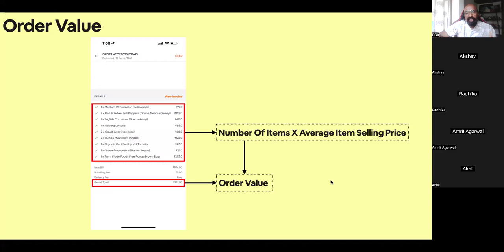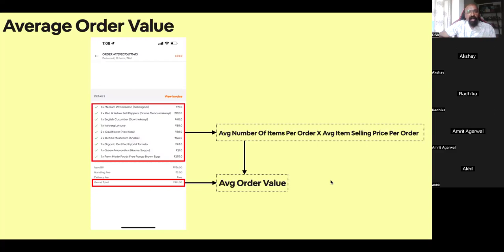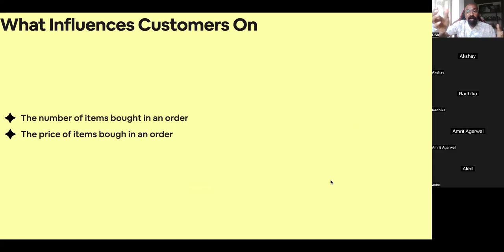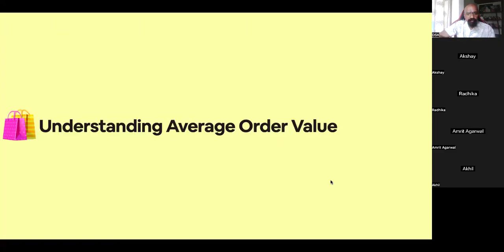So we then broke it down and said AOV is a function of the number of items multiplied with average price of items. And that gives you what's called the AOV. So we wanted to then understand why or how this influences a customer in terms of the number of items that they buy, and also what are the factors that influence the price of items bought in an order. So we dug one level deeper into understanding average order value.